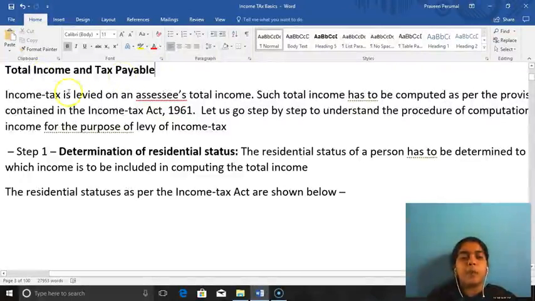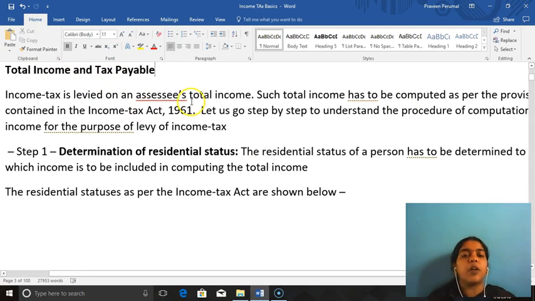Total income and the tax payable. So income tax is levied on assessee's total income. The total income has to be computed as per provisions contained in the IT Act. Let us go step by step to understand the procedure of computation of income for the purpose of levy of Income Tax Act. So first you have to find out the total income, then apply the income tax rate and find out the tax payable.